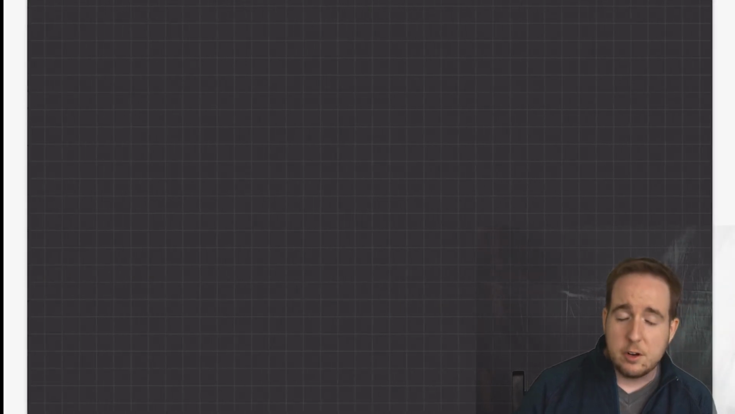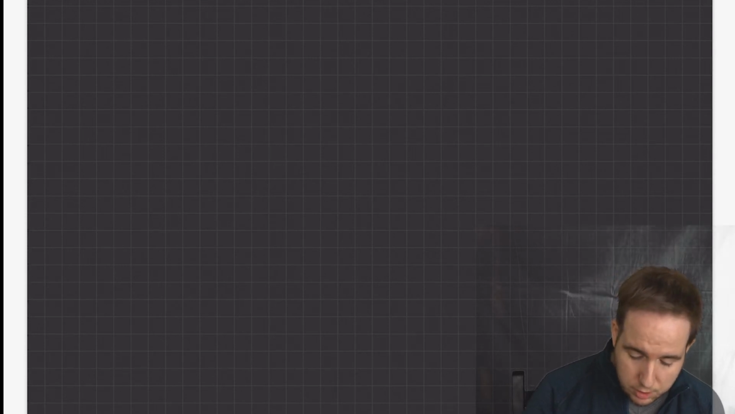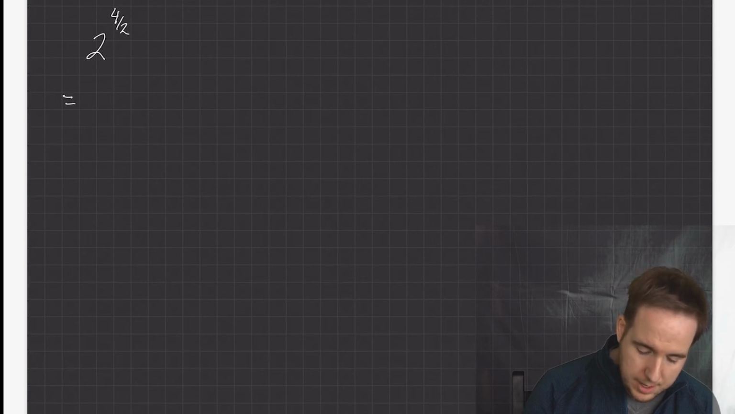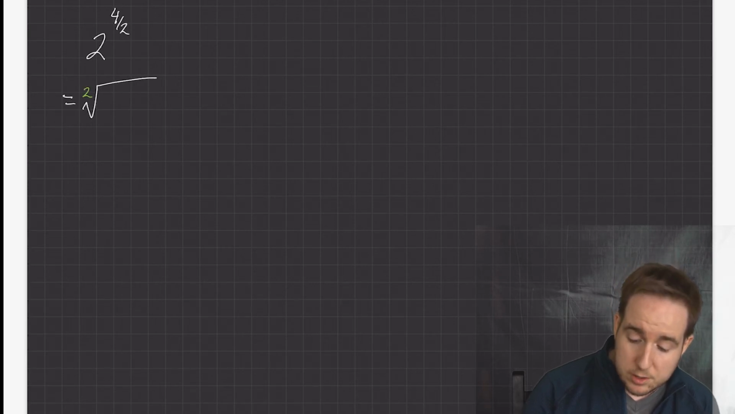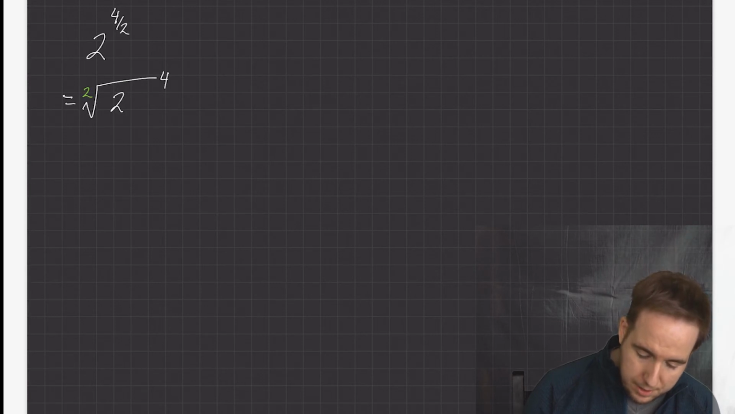The other thing that's important to notice about this is that all the rules for fractions still work. So what is 2 to the power of 4 over 2? Well, that is the square root, and I don't have to write the 2, but if you're getting the hang of things and you want to write it, you may, and it will make things a little bit easier. And this is 2, and this is a number, so I'll put the 4 there.